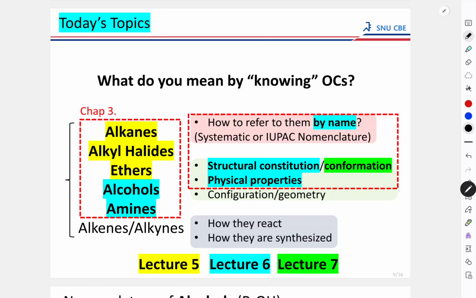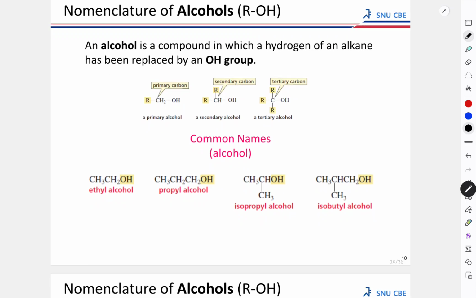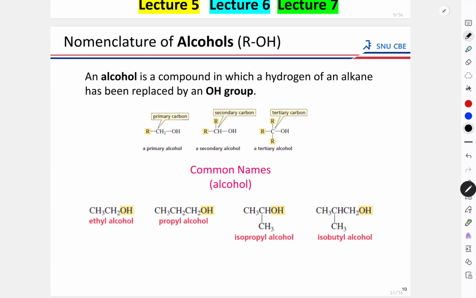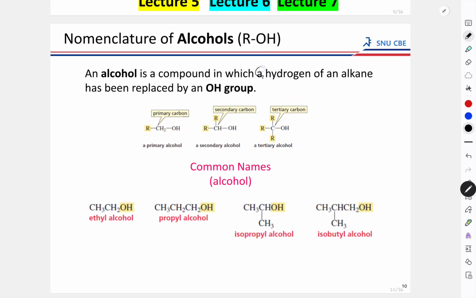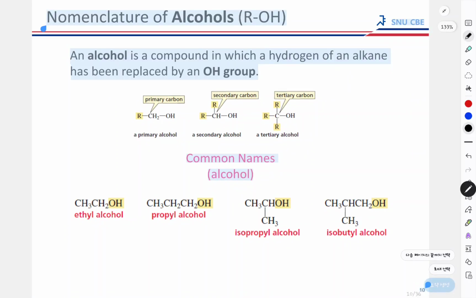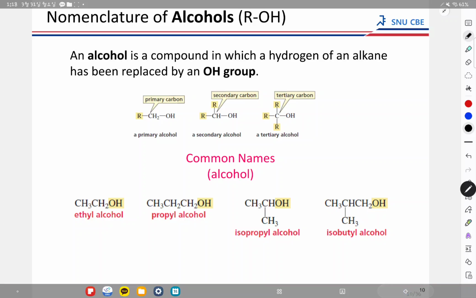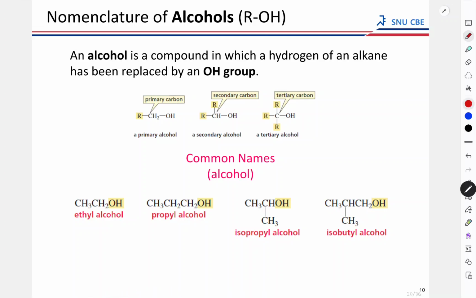Okay? Right, so nomenclature of alcohol. Right, this is the general formula for alcohol, as you know, the alkyl group and hydroxyl moieties. So alcohol is a compound in which one hydrogen of an alkane is replaced by an OH group. Right? And then you can classify primary, secondary, and tertiary alcohol.